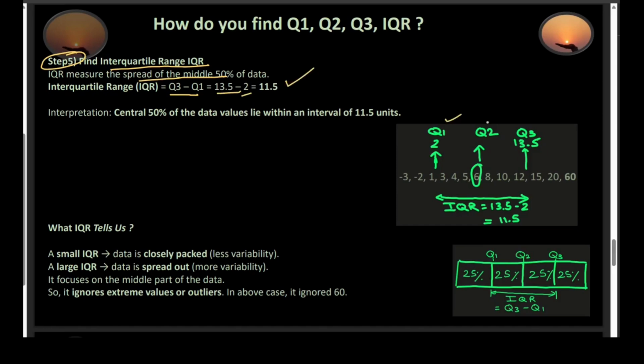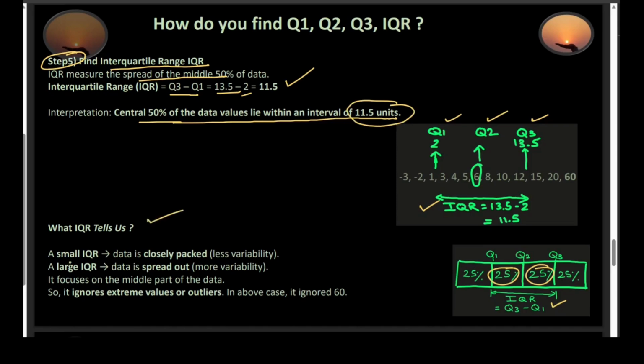So I know my Q1, I know my Q2, I know my Q3, and now I know my IQR. So what does IQR mean? It means that 50% of your data, if you look over here, my IQR is this value right here. So 25 plus 25 is 50. So 50% of my data values lie within an interval of 11.5 units. That's what it means.